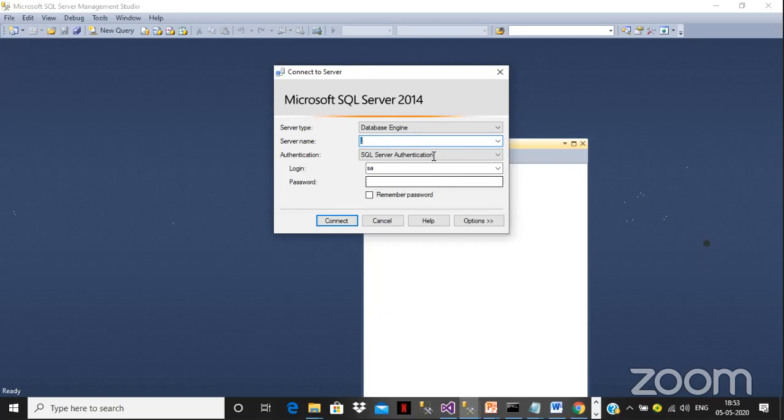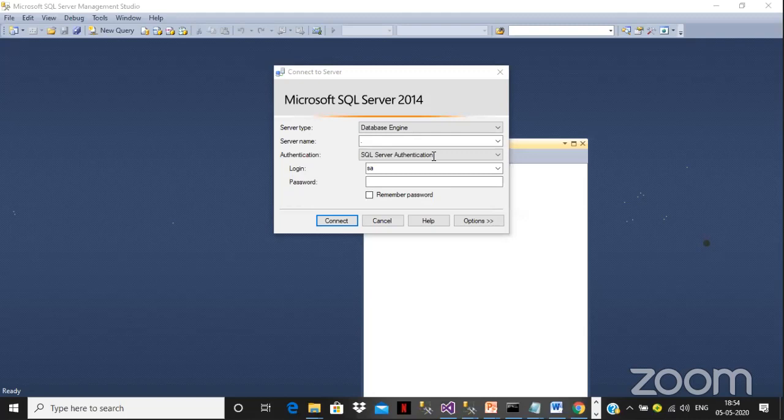Until now, you can ask me. I will clarify and again I will continue. Is SQL Server inbuilt with SQL Server Management Studio? Yeah. Actually, when you install SQL Server, Management Studio also comes along with it.